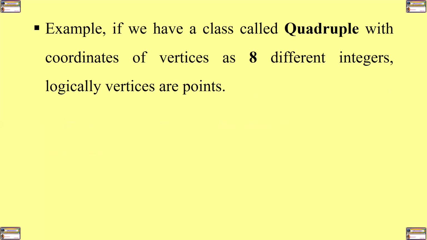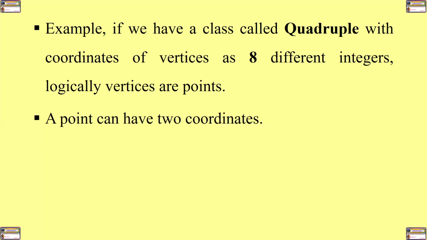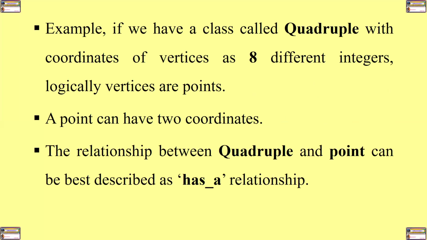Now, to demonstrate this further, let's look at what we call quadruple. If you have a class called quadruple with coordinates of vertices as 8 different integers, logically, the vertices will be points. And therefore, a point can have 2 coordinates. In this case, the relationship between the quadruple and the point, remembering that the point has 2 coordinates for the vertices, can be described as has-a relationship.